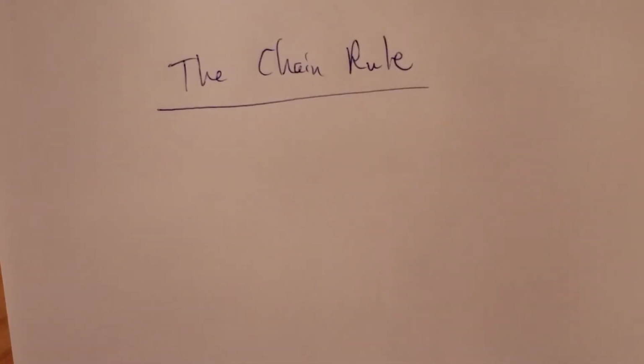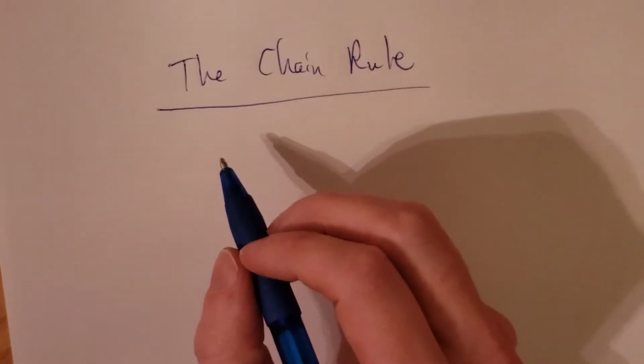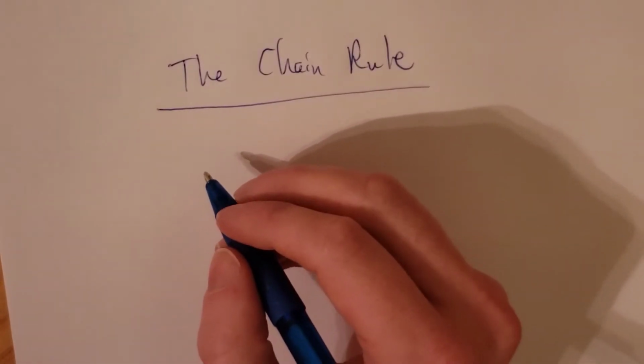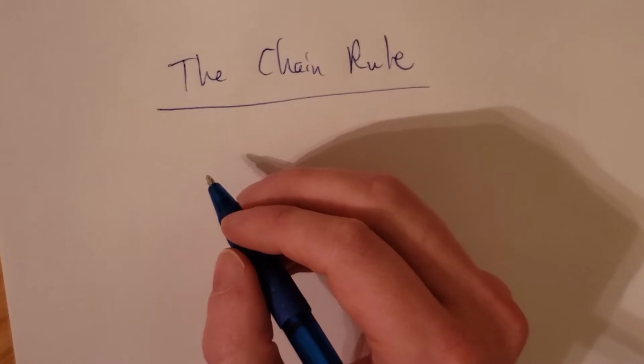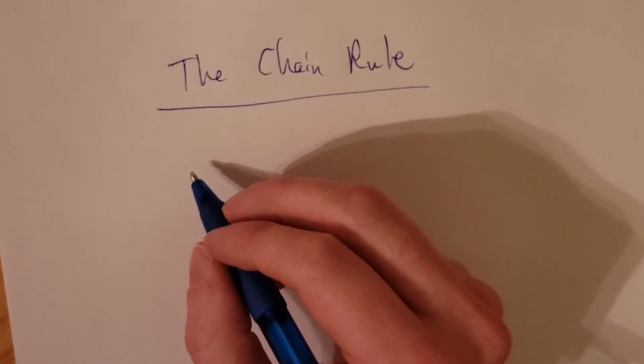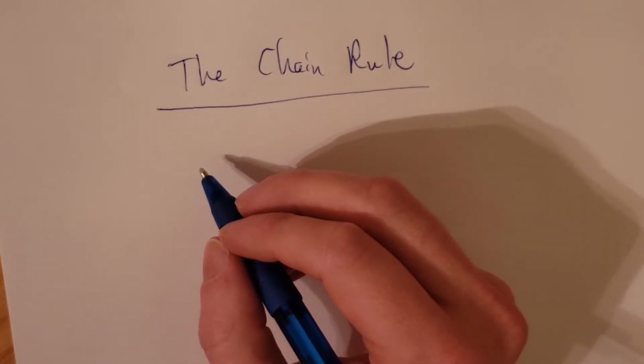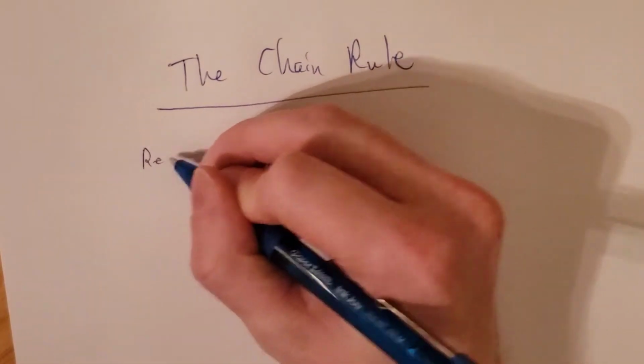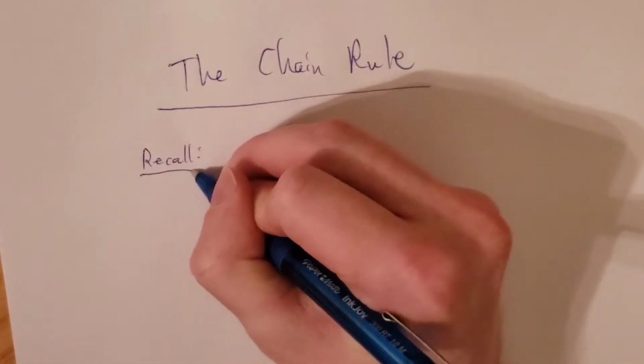All right, in this video, we're going to take a look at the chain rule. What is the chain rule? Well, this is what we use when we want to take the derivative of a composite function. So let's recall what a composite function is.